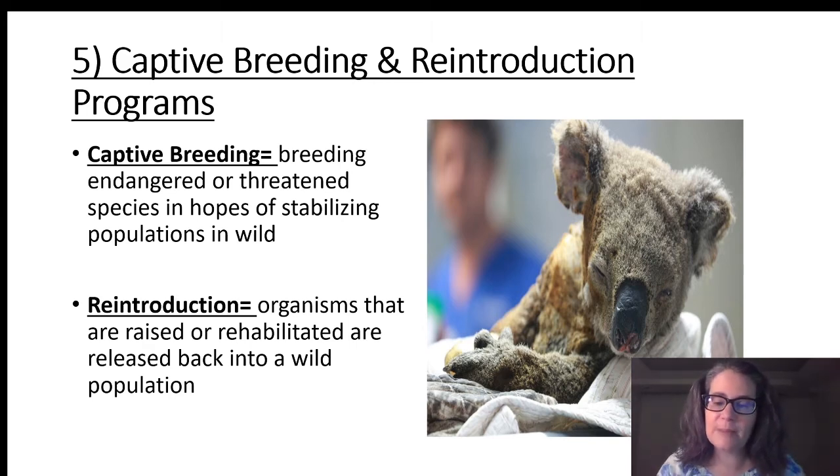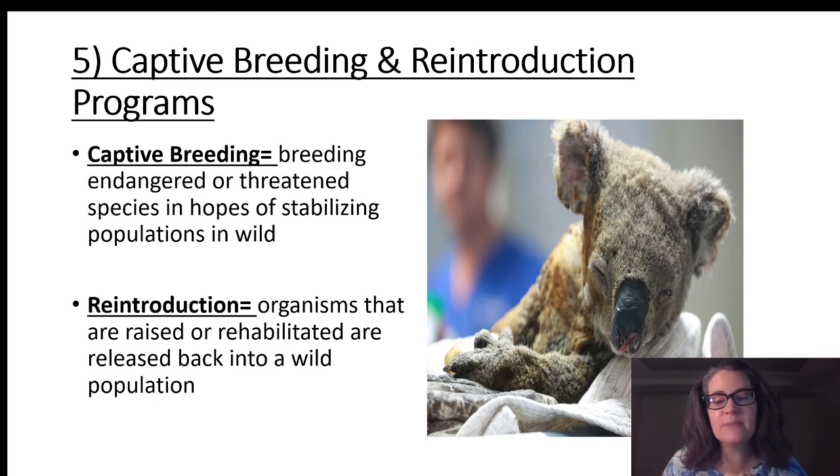So I show a koala because last year in 2019, there were huge fires and people were collecting koalas and things like that in order to try to save them from these huge fires that were hitting and destroying portions of their habitat in Australia. And so those animals were brought into captivity to rehabilitate them in hopes of releasing them. So captive breeding is where we breed endangered or threatened species or species in danger, like these animals in the fire, in hopes of rehabilitating them and then re-releasing them. That's called reintroduction, where we raise and release those particular organisms back out into the wild.